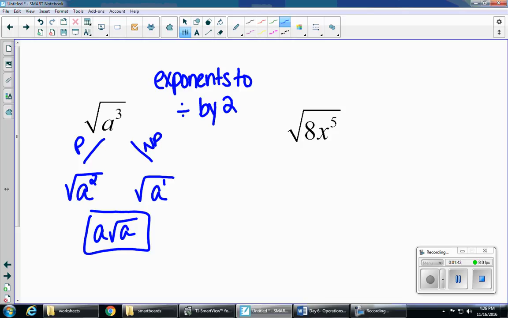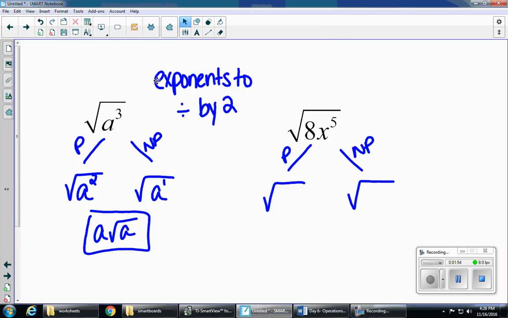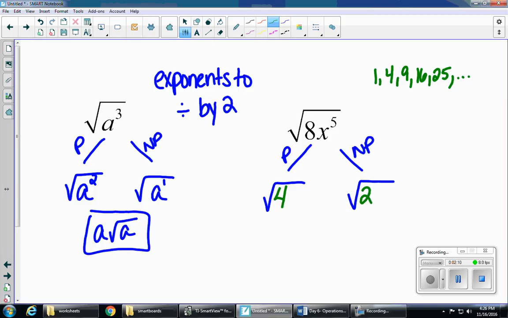The square root of 8x to the fifth, breaking it into 2 pieces once again, a perfect and a non-perfect. I'm going to deal with my number first. Remember that we're looking for perfect squares, 1, 4, 9, 16, 25, and so on. So what number divides in evenly to 8? I have a 4, and it's 4 times 2. So once I have my numbers, I then move on to my letters.